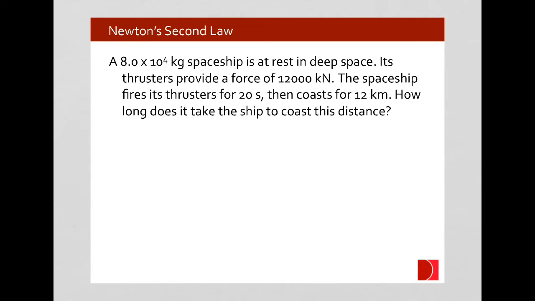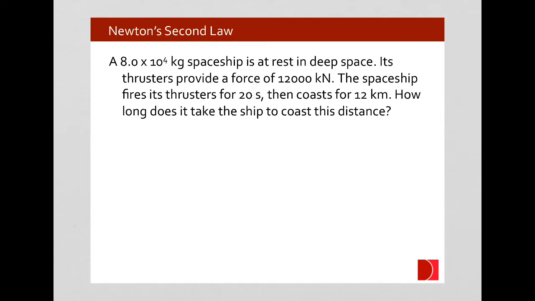Here we have a situation where we have a spaceship that's at rest in deep space. Deep space is another way of saying that it's far away from everything, so we don't have to worry about the influence of outside factors. In particular, in this case, gravity. Its thrusters provide a force of 12,000 kilonewtons. The spaceship fires its thrusters for 20 seconds, and then it coasts for 12 kilometers. How long does it take for the ship to coast this distance?